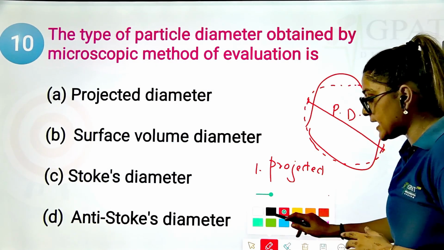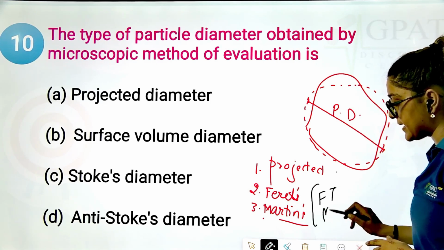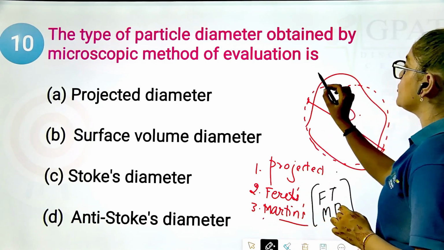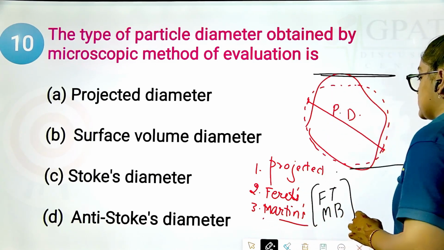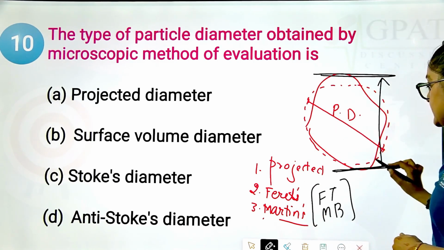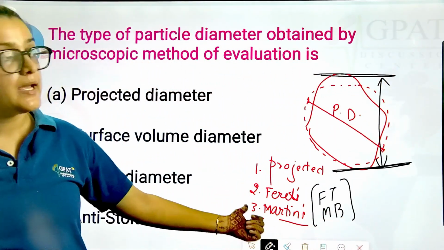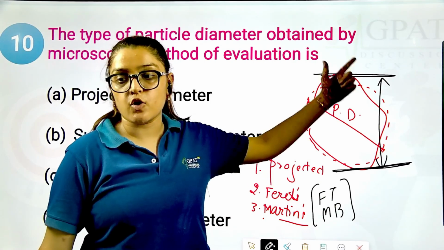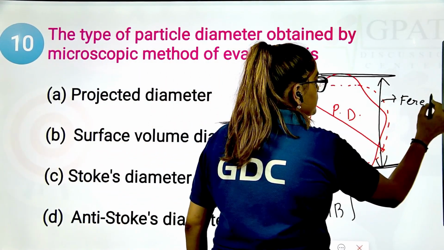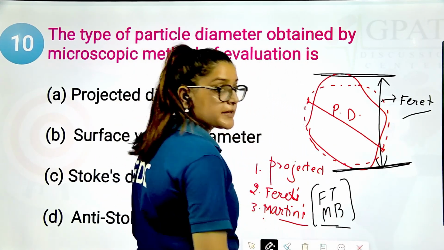Second, Feret's diameter. Feret's diameter and Martin diameter are easy to remember as FTMB. If I draw two tangents across the particle, Feret's diameter will be the distance between these two tangents. FT, Feret's diameter, will be the distance between the two tangents of the particle. That is why I have written here FT, Feret tangent. Next we have Martin diameter, MB, right?